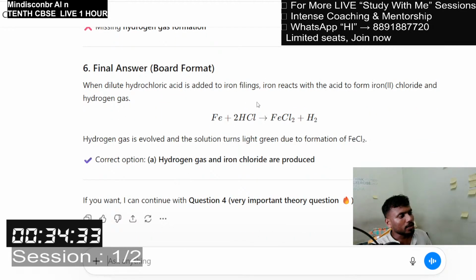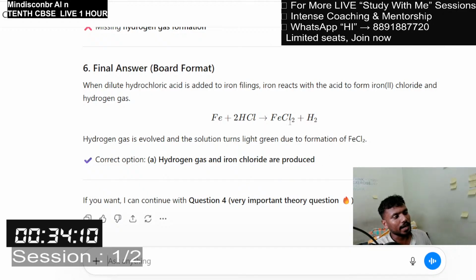So when dilute hydrochloric acid is added to iron filings, iron reacts with the acid to form iron 2 chloride and hydrogen gas. Why is it called iron 2 chloride? Because here it exists as Fe2+ and 2Cl-. Since there are 2 atoms of chlorine, we can say that 2 Cl- ions are formed.